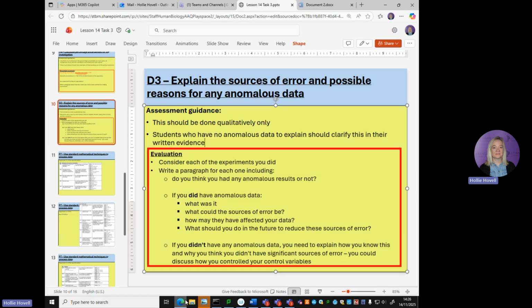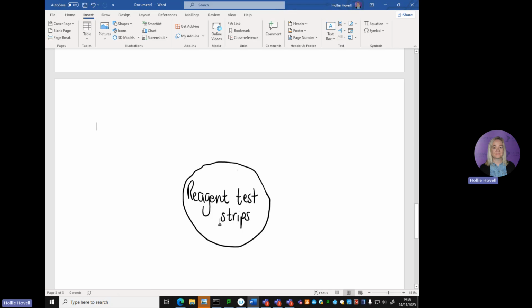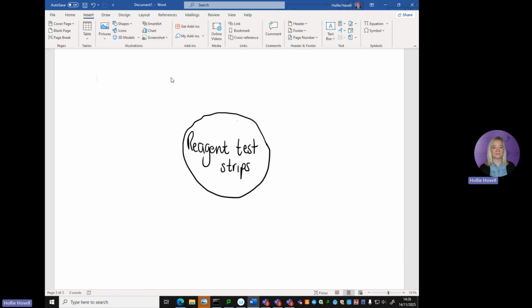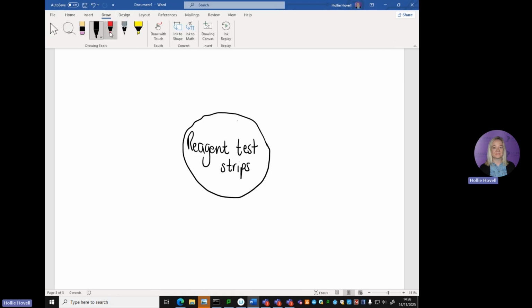So let's have a think about our first one, which was the reagent test strip. Let's think about what the sources of error could have been. What you do in a reagent test strip is you've got your sample in the tube and you stick into it the little reagent test strip with the little squares on it. You're meant to dip it in and then wait 60 seconds.